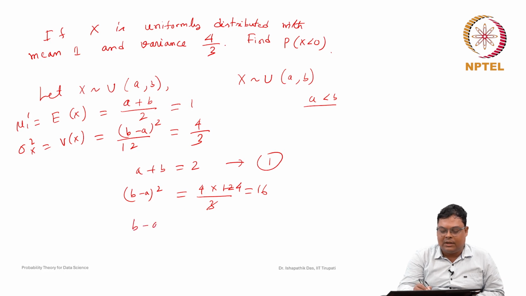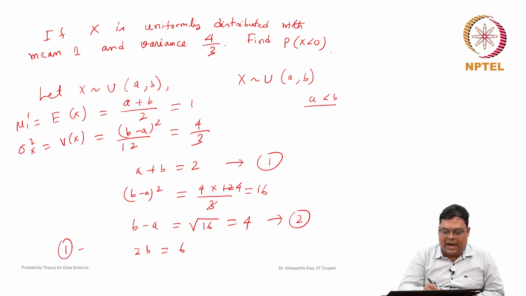So, b minus a can be square root of 16, plus or minus 4, but because we are considering a less than b, it is positive. So, we consider the positive root, 4. So, b minus a is 4, and this is equation 2. Now if you add equations 1 and 2, we get 2b is equal to 6, so b is equal to 3.